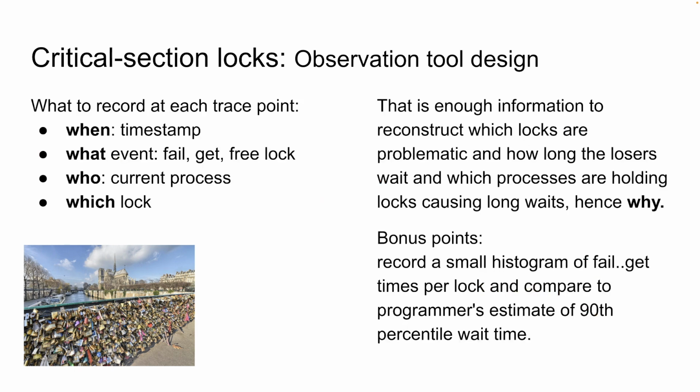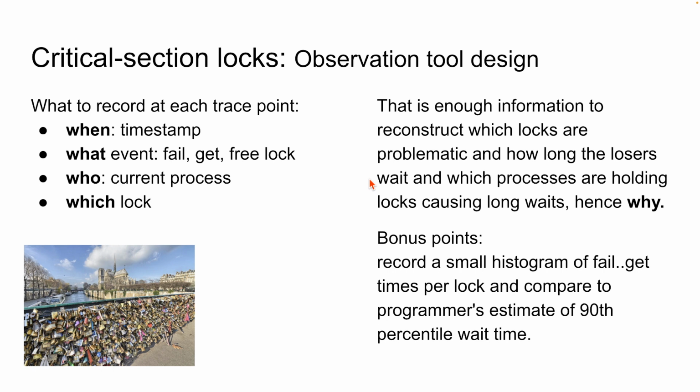Okay, if you do that, what you need to do at each trace point is to record the timestamp, which event it was: fail, get the lock, or free the lock, who is dealing with it, which process is failing to get it or which process is freeing it, and of course, which lock. If you record those four things, that's enough information to reconstruct which locks are problematic, how long the losers wait, and which processes are holding the locks, causing the long waits, and hence why.